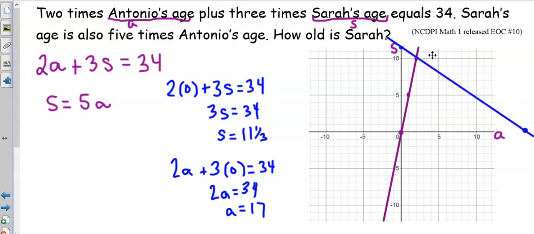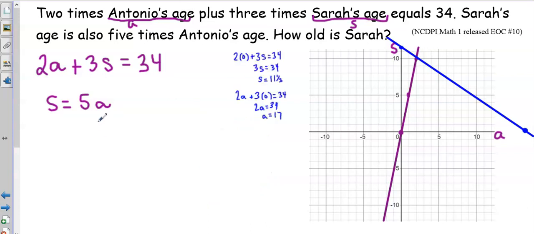and I can see from my line that it's a little difficult to tell exactly where these two lines intersect, because I want that intersection point. So I'm thinking that maybe using the graph isn't the most efficient way to solve this problem. So I'm going to use a method called substitution. For substitution, all I need to do is, since S equals 5A, I'm going to substitute it in for S. So S equals 5A, so I'm going to take S out and substitute in 5A.